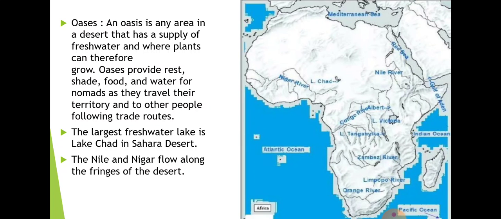But two main rivers belong to the desert areas. They flow along the fringes, the sides of the desert. That is the Nile and the Niger, along with Lake Chad. These rivers provide water facilities to the people who are living near the desert areas. Also, they provide transportation, irrigation, and many more things.